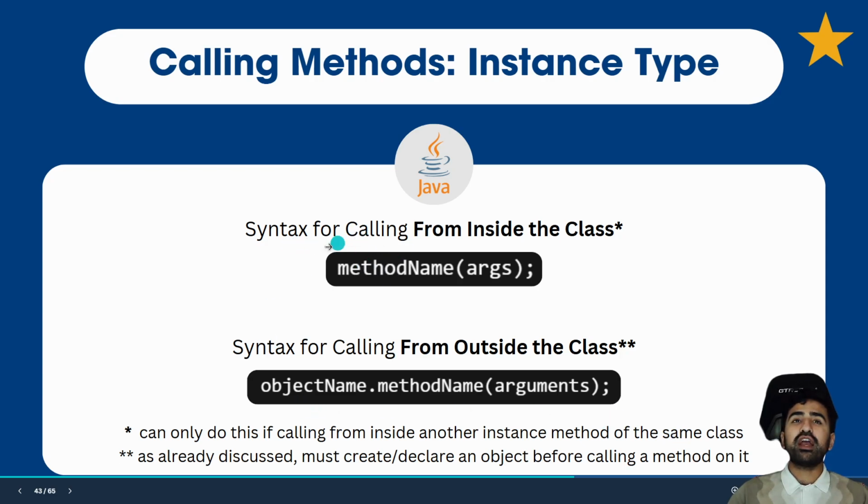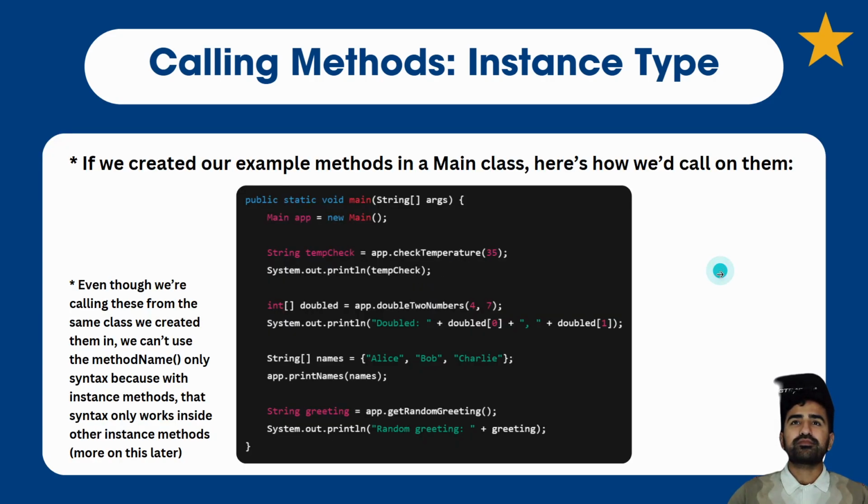For the shorthand syntax, the method name only, notice it doesn't have an object in front of it. You can only do it inside the same class. There's another caveat. You can only do that if calling from inside another instance method, which again sounds really confusing. We're actually only going to clarify this asterisk until the end of this lesson. So just bear with me. There is a shortcut, but for the most part, this is the way to do it. Object name dot method name arguments. We'll take a closer look at this later.